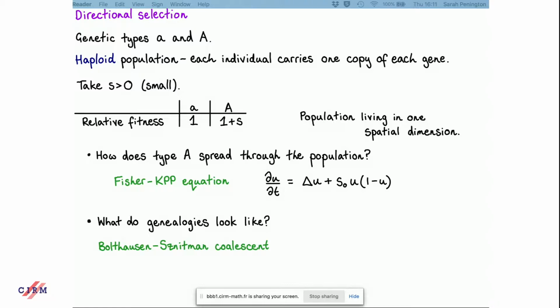As we trace the ancestral lineages backwards in time, ancestral lineages will coalesce when they have a common ancestor. And it's widely believed that if you take a reasonable model of this population with these fitnesses and with spatial structure, then the genealogy that you should get for a sample of type capital A individuals, under a suitable time rescaling, should converge to a Bolthausen-Sznitman coalescent in the limit of large population density.